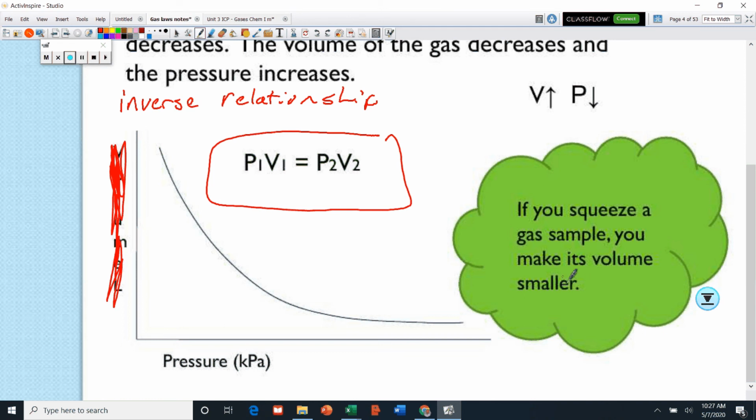If you've ever had one of the water bottles and you take the water bottle and twist it, as you're twisting that water bottle, the volume gets smaller, like you halve the size of the bottle. But what happens to the pressure of the air inside that bottle at that point? It increases, and that's when you take the lid and you pop it off. So that's Boyle's law.